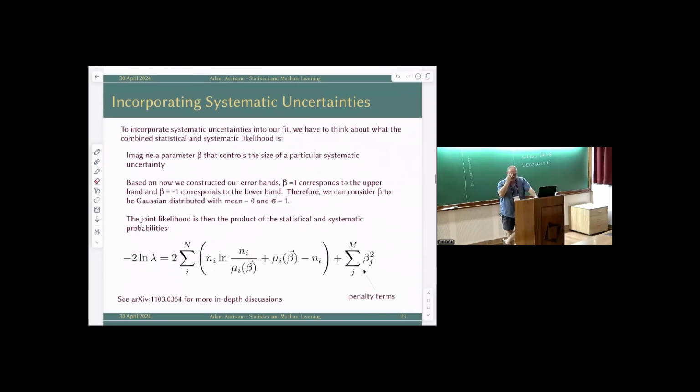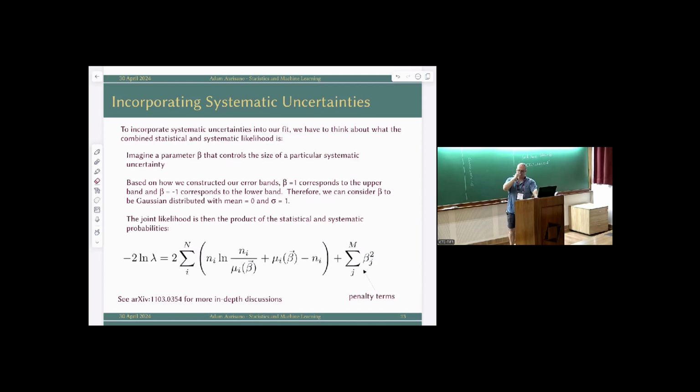Now, if you want to incorporate these, you have to think about what the combined statistical and systematic likelihood is. So imagine you have a parameter beta, which controls the size of a particular systematic uncertainty. We want to construct things so that when beta equals 1, you're at the plus 1 sigma error band, and when beta equals minus 1, you're at the minus 1 sigma error band. And when beta is anything between, it interpolates between them. If we construct this correctly, we can imagine that parameter beta being Gaussian distributed with a unit Gaussian.